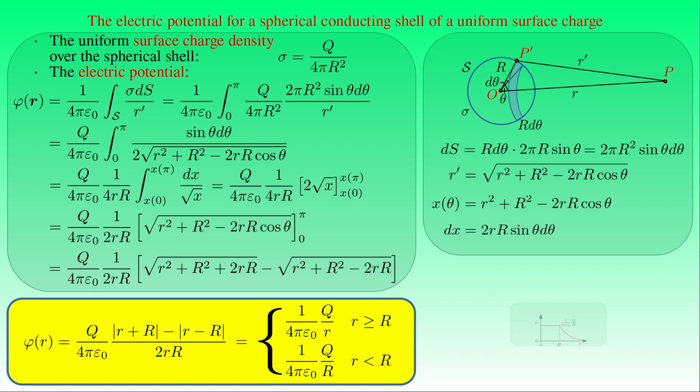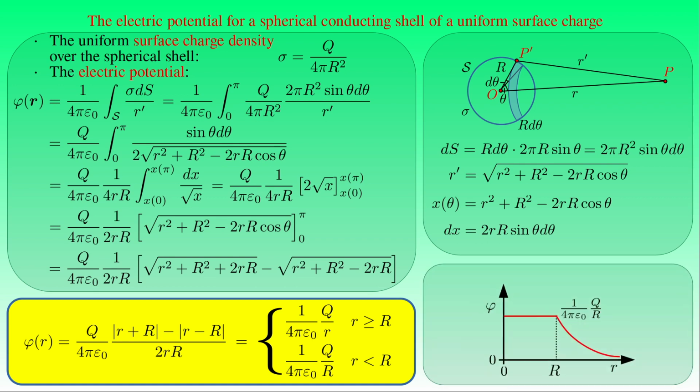The plot of the electric potential as a function of the distance r shows that phi is constant within the uniformly charged spherical shell, and it is inversely proportional to the distance outside the spherical shell.